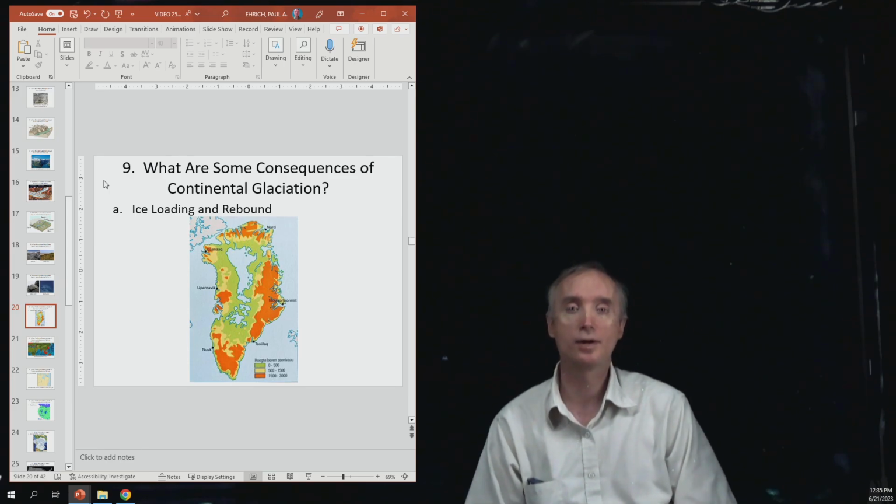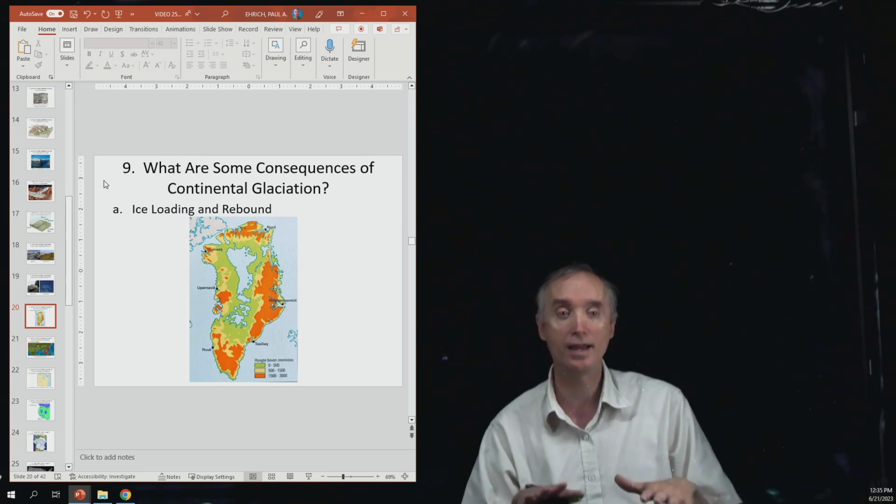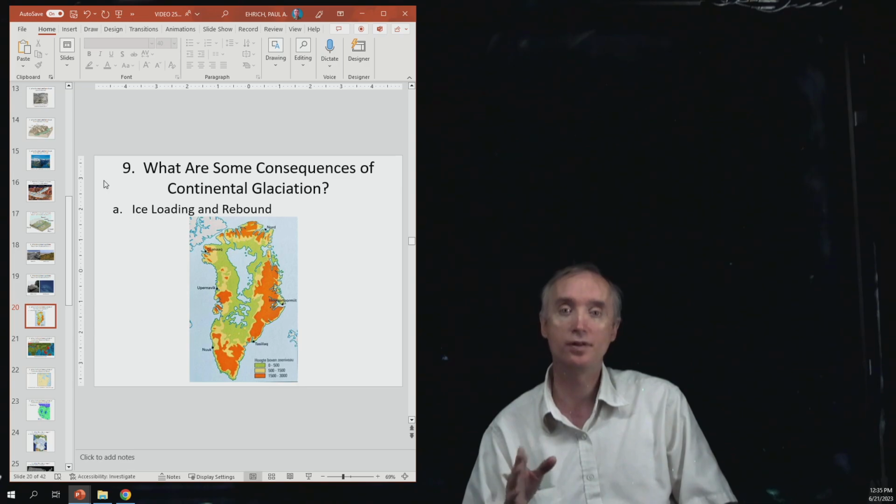Okay, now we want to talk about some consequences of continental glaciation, and the first is the weight of the glacier itself can actually push the land surface lower, so it can make the topography lower. And so we're going to call this ice loading. And so this is a picture of Greenland.